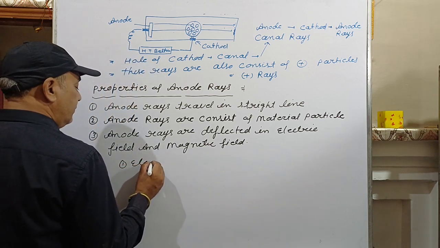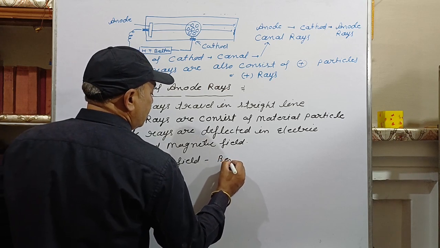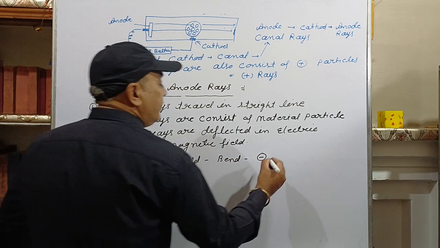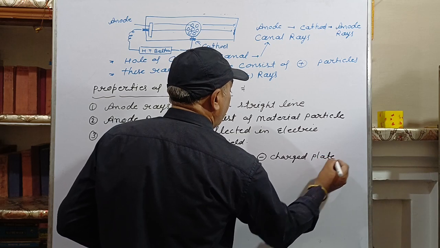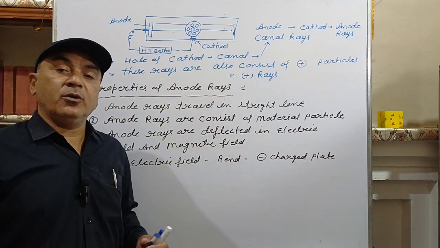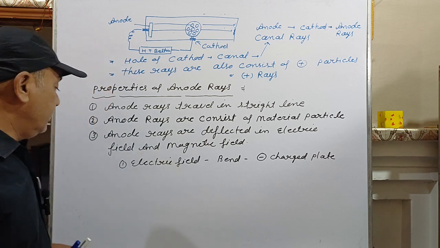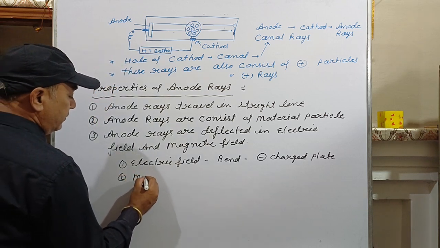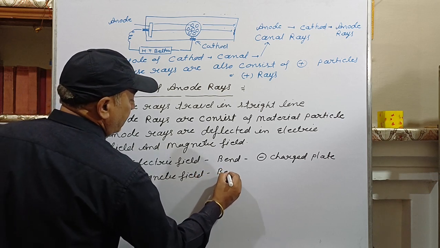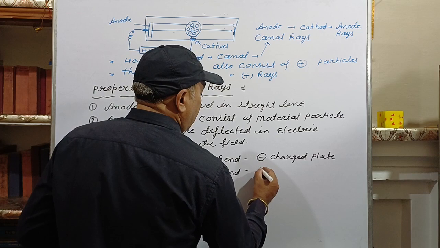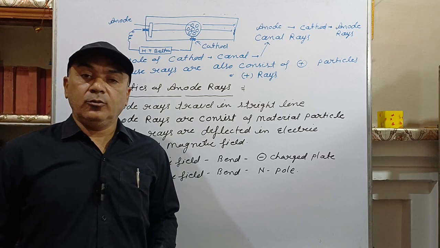In an electric field, they bend towards the negatively charged plate, because these rays consist of positively charged particles, so a force of attraction is set up between the negatively charged plate and the positively charged particles. And second, in a magnetic field, they bend towards the north pole of the magnet, while cathode rays bend towards the south pole of the magnet.